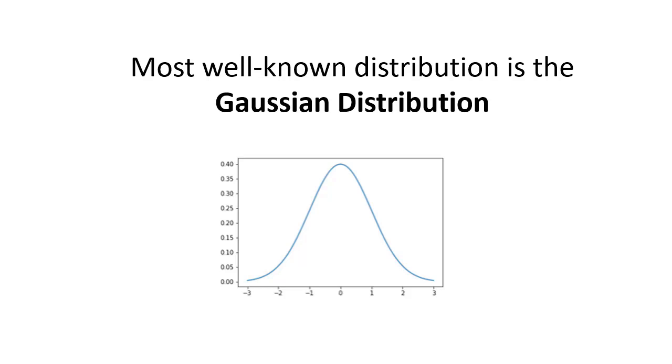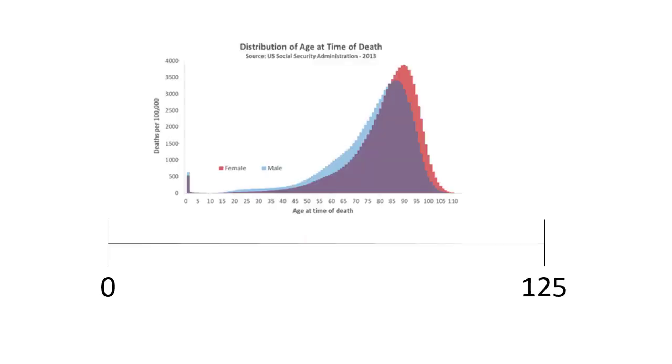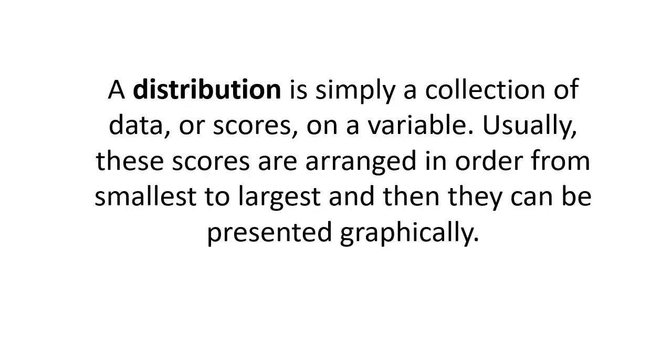You can think of a distribution as a function that describes the relationship between observations in a sample space. For example, you may be interested in the age of humans, with individual age representing the observations in the domain, and ages from 0 to 125 represent the sample space. The distribution is a mathematical function that describes the relationship of observations of different heights. A distribution is simply a collection of data, or scores, on a variable. Usually, these scores are arranged in order from smallest to largest, and then they are presented graphically.